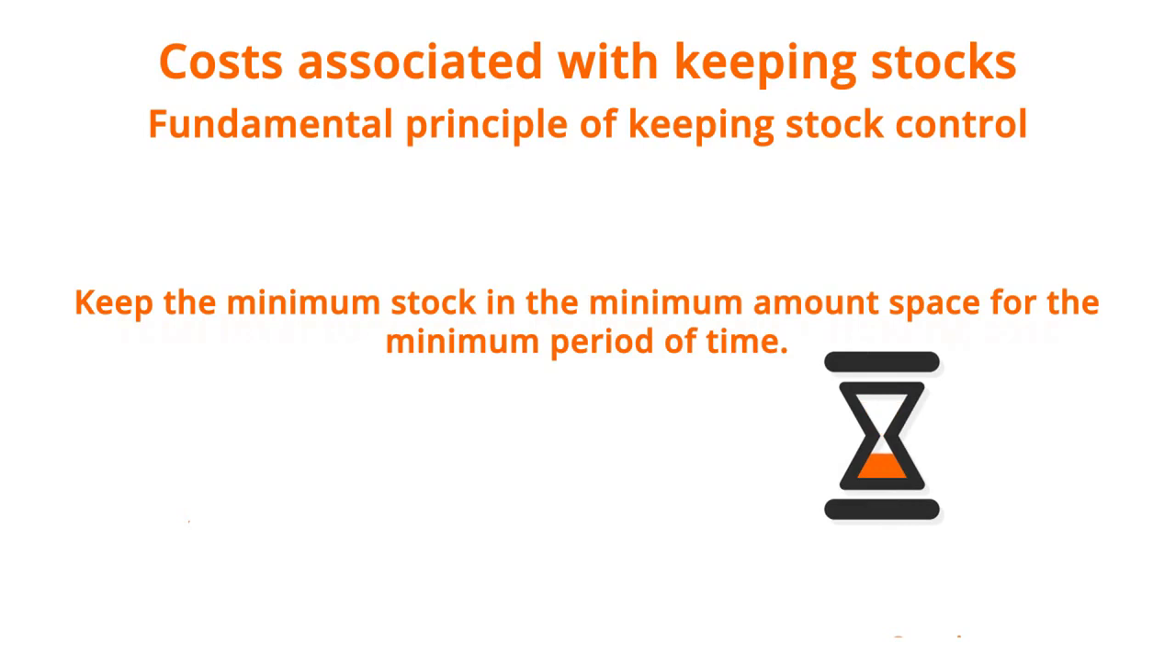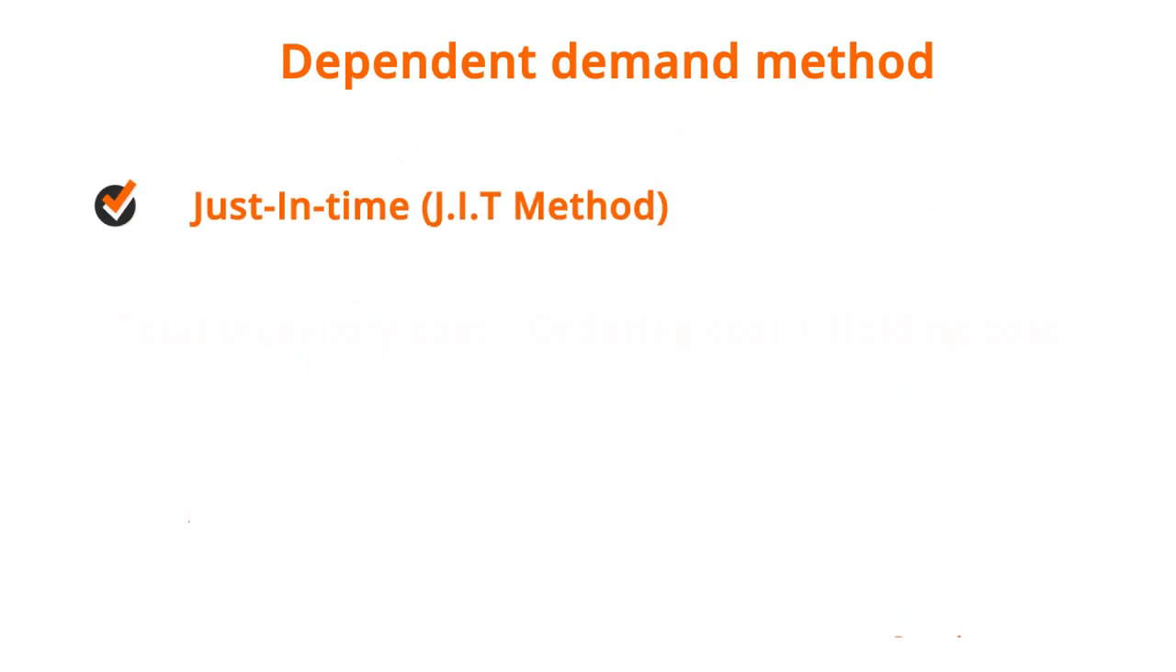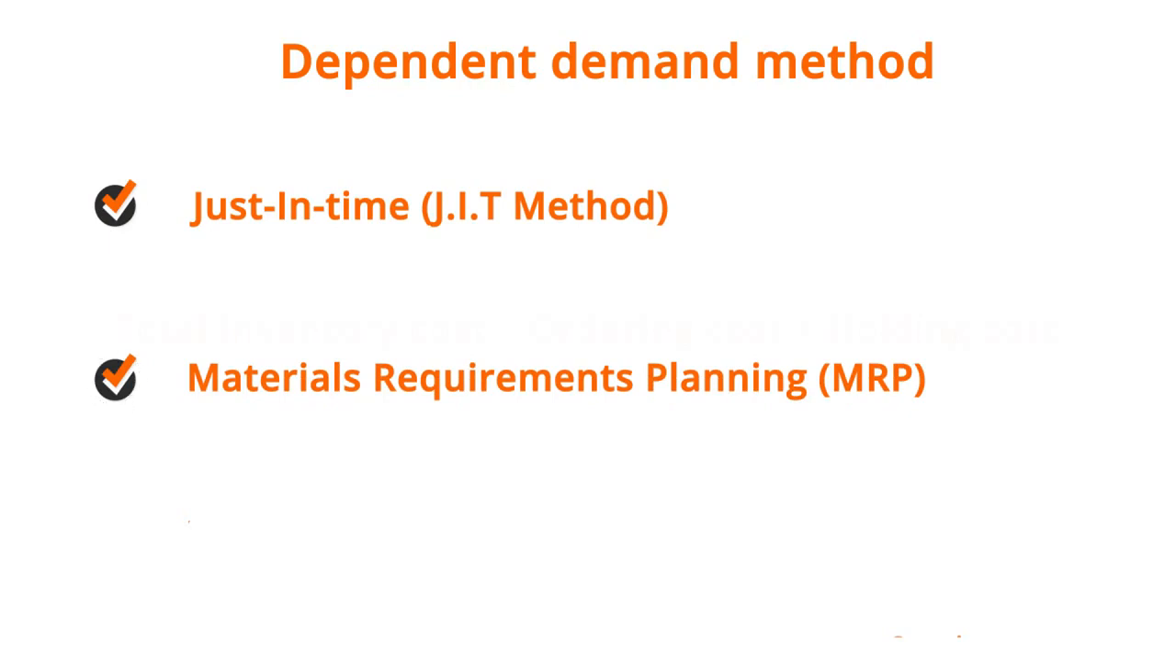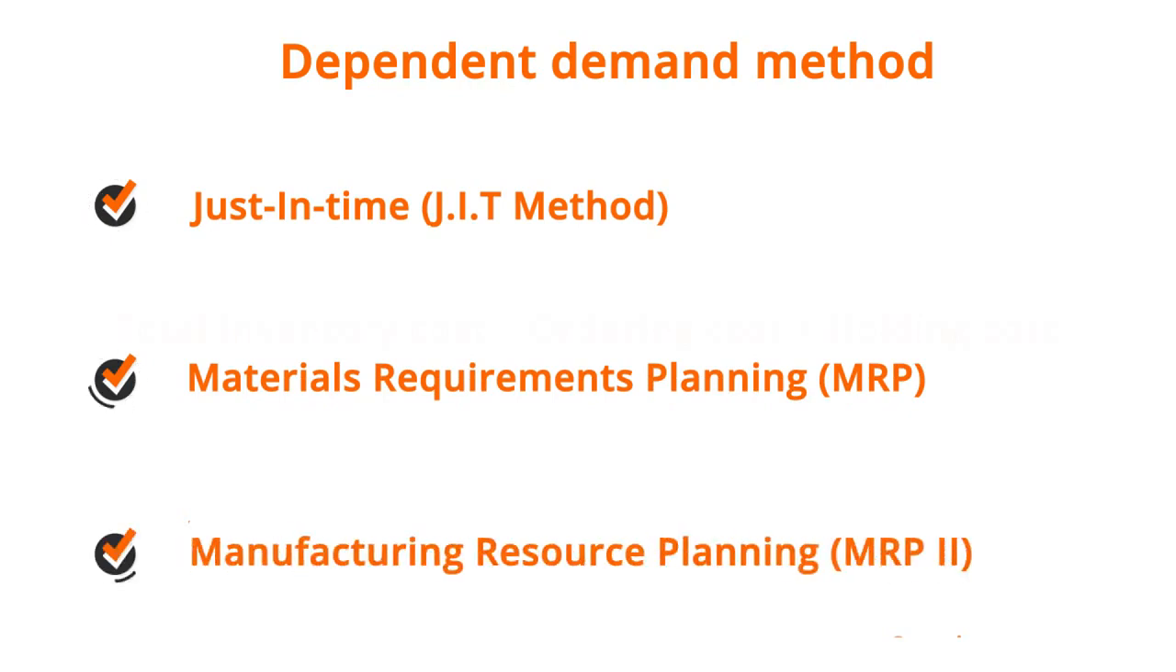Now, let's take a deeper look into the inventory strategy under the dependent demand method. We have three different strategies which can be employed by SMEs. The just-in-time, they call the JIT. Secondly, the materials requirement planning, MRP. And lastly, manufacturing resource planning, MRP2.